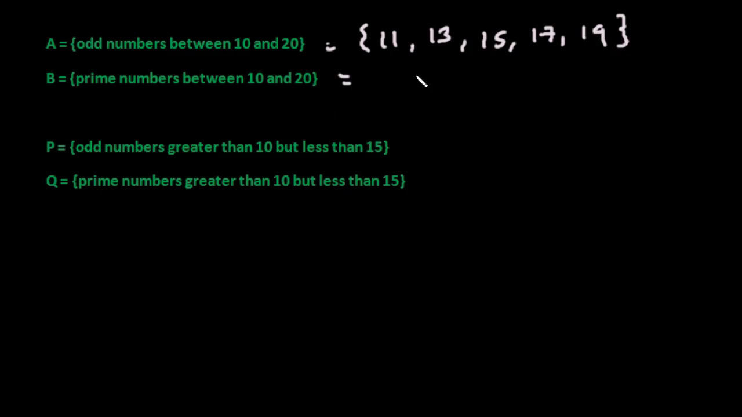Then we have B to be prime numbers between 10 and 20. A prime number is a number that can only be divided by itself and 1. So we have 11, we have 13, 15 is not, it has other factors, 3 and 5.